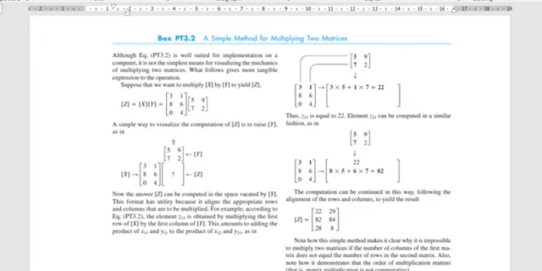Okay? So, note how this simple method makes clear why it is impossible to multiply two matrices if the number of columns of the first matrix does not equal the number of rows in the second matrix. Also note how it demonstrates that the order of multiplication matters. That is, matrix multiplication is not commutative.